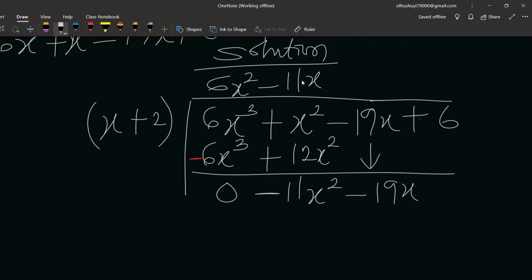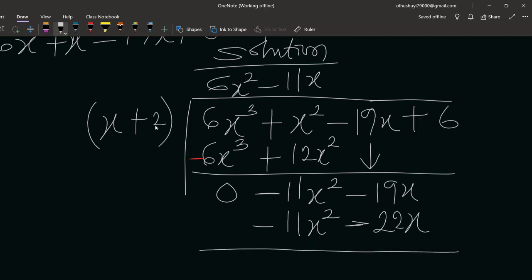Then multiply again. 11x times this, you're going to be having minus 11x squared. Then minus 11x times 2, that will be minus 22x. Subtract again. Putting your subtraction sign, you have this. So you have minus 11x squared minus 11x. That becomes minus 11x squared plus 11x squared.